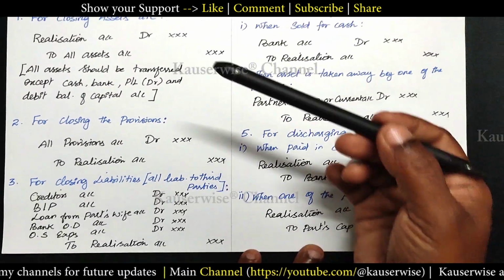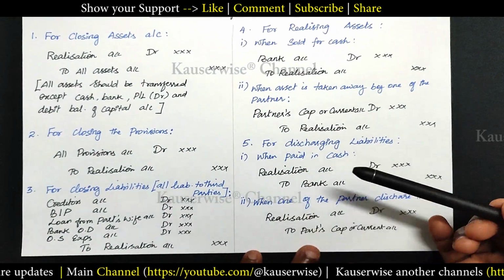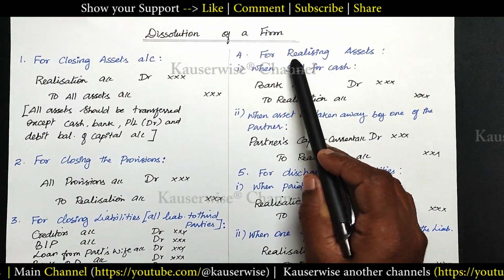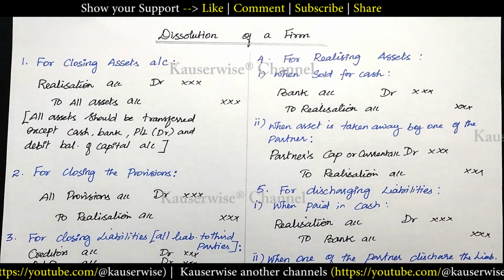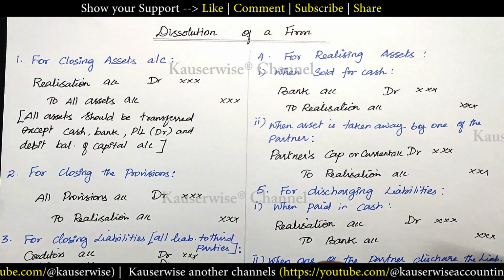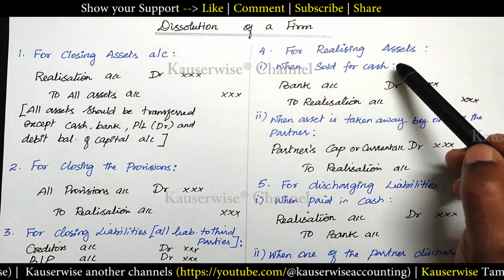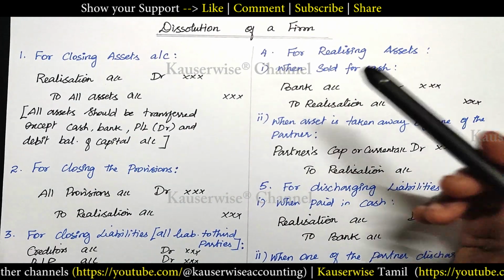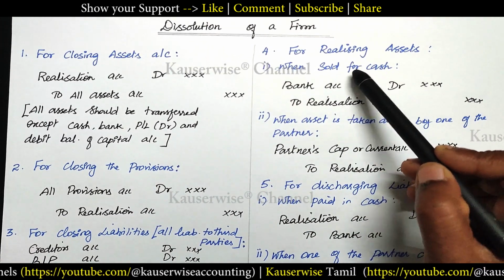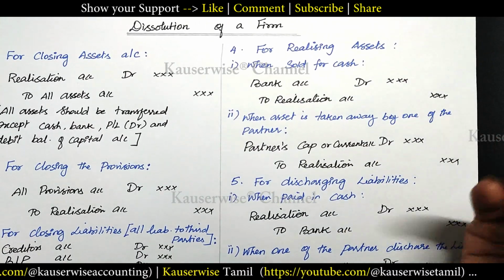The next one, after closing down all the assets, provisions and liabilities, the next step is for realizing assets. So what is the meaning of dissolution? Dissolving. So what is the procedure? The partner has to realize all the assets. The assets can be realized in two ways. Number one, when assets are sold for cash. When you sell all the assets for cash, what comes in?